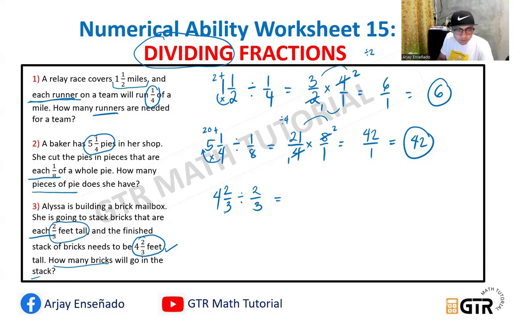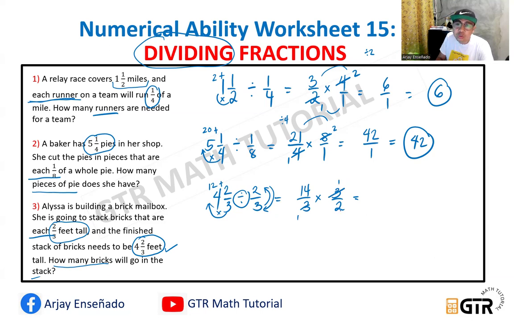Okay, so change to improper. 3 times 4, we have 12. Add the numerator, 12 plus 2, we have 14 over, just copy the denominator, 3. Then change the symbol, division will become multiplication, and then 2/3, interchange lang natin yan. So we have 3 over 2. So we can cancel 3 and 3. So pag nag-cancel, ayan, 1 na lang yan.